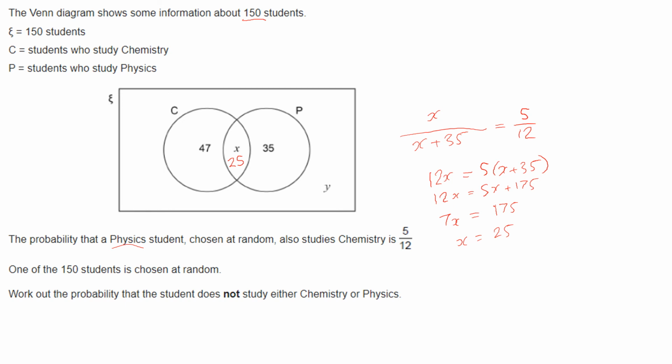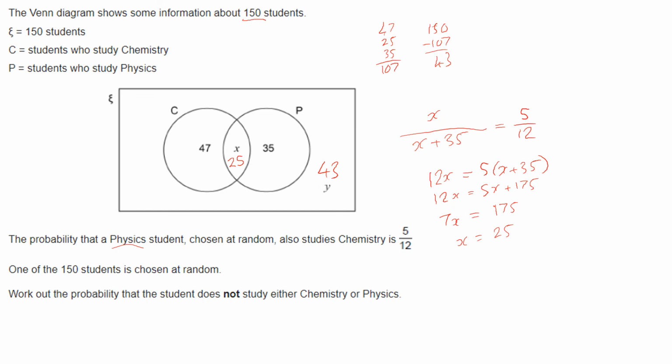We probably need the outside as well. So the 3 numbers that we've got, the 47 and the 25 and the 35, add up to 107. There are 150 students in total, so take that away from 150 and we'll get ourselves 43. So that means 43 students don't do either.